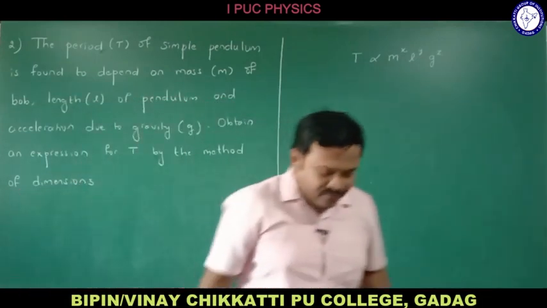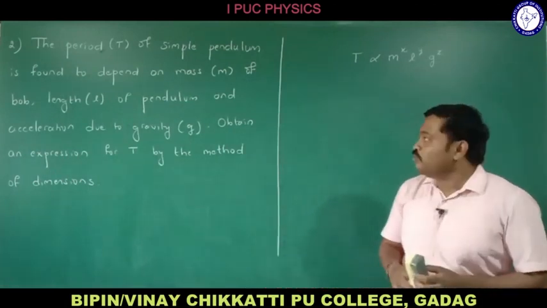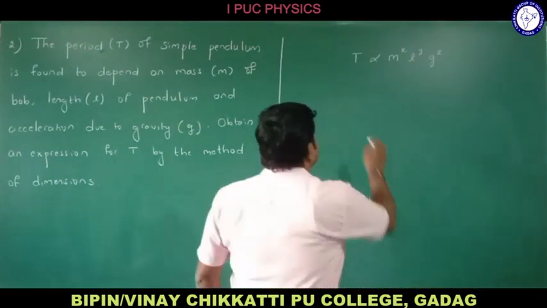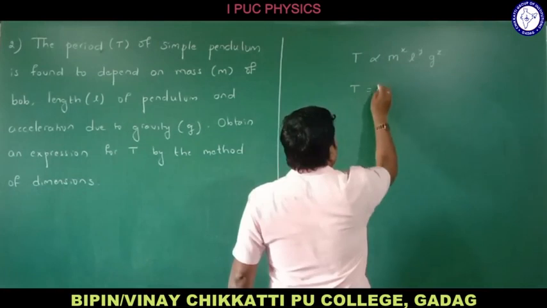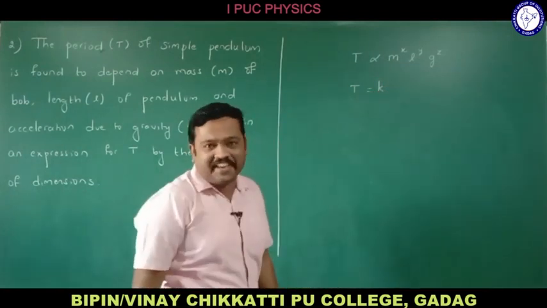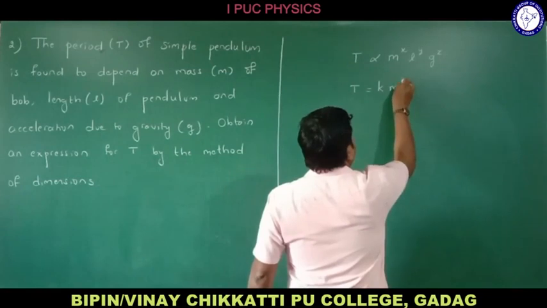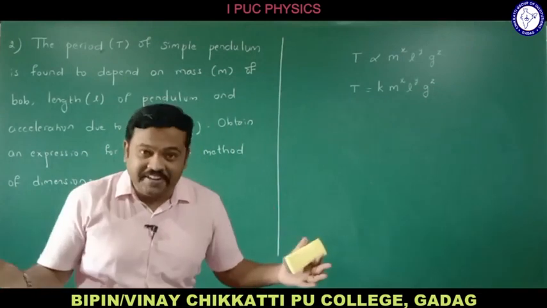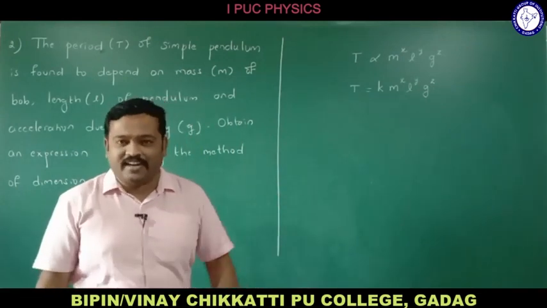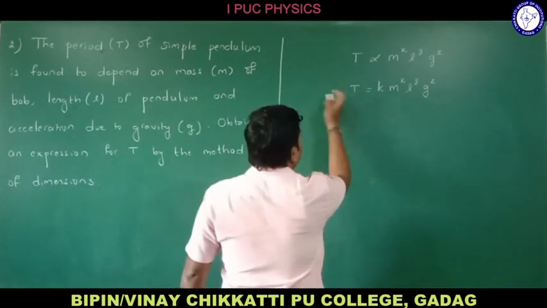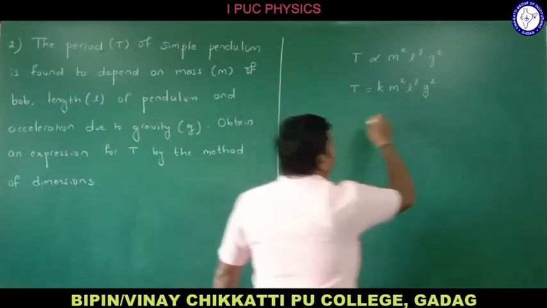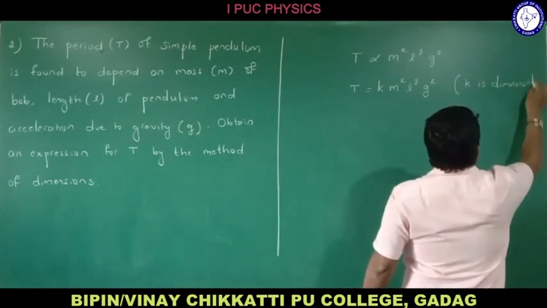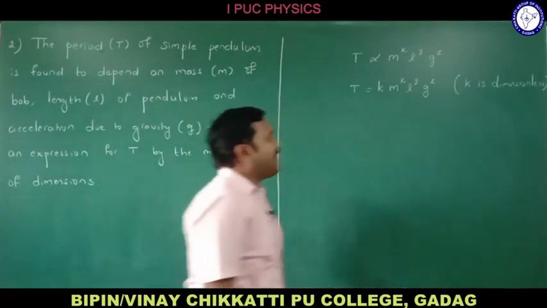We have already discussed how to find the values of x, y, z. In a similar manner, let me find them here also. When you remove the proportionality sign, you get a constant. Let me take that constant k, so T equals k m raised to x, l raised to y, g raised to z. Then I will be equating the dimensional formulas. Before that, what is k? K is a constant and it is dimensionless. Do remember.